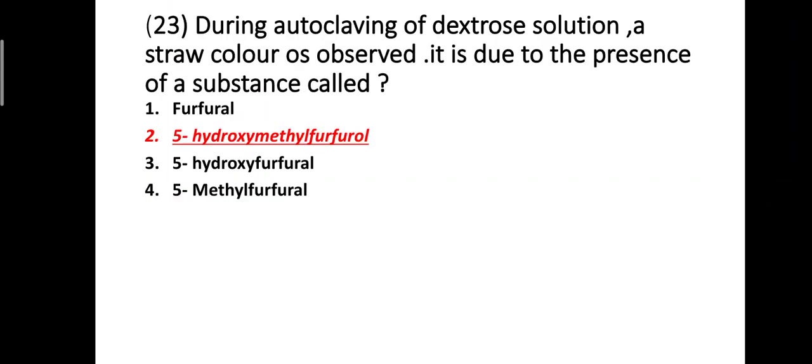Question number 23. During autoclaving of dextrose solution, a straw color was observed. It is due to the presence of a substance called option number A, furfural; option second, 5-hydroxymethylfurfural; option number 3, 5-hydroxyfurfural; option 4, 5-methylfurfural; and the correct option is option number second, 5-hydroxymethylfurfural. During autoclaving of dextrose solution, a straw color is observed due to the presence of a substance called 5-hydroxymethylfurfural.